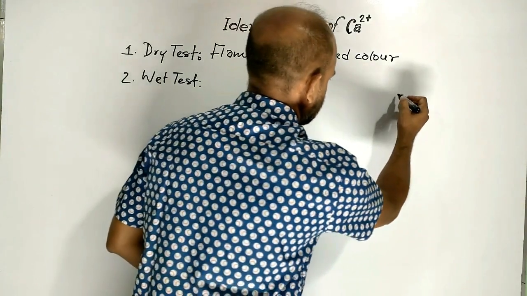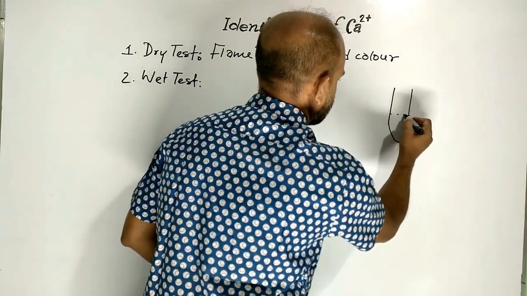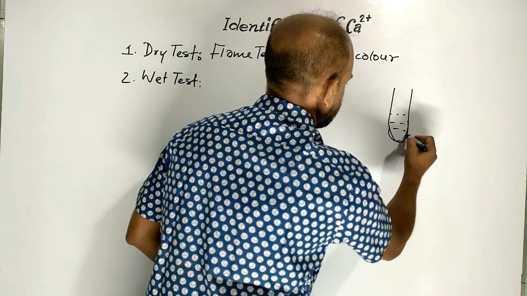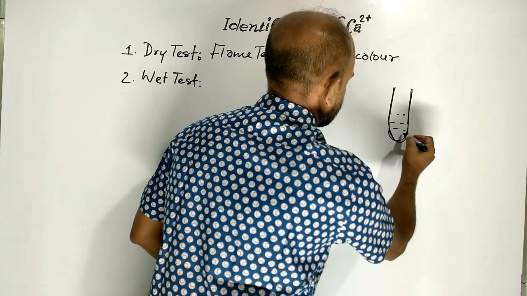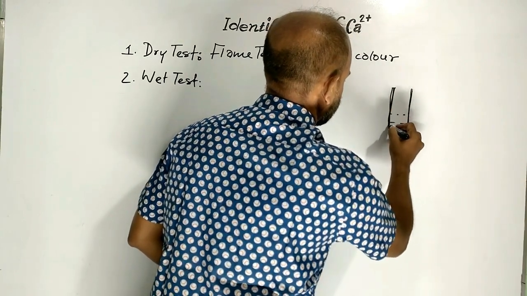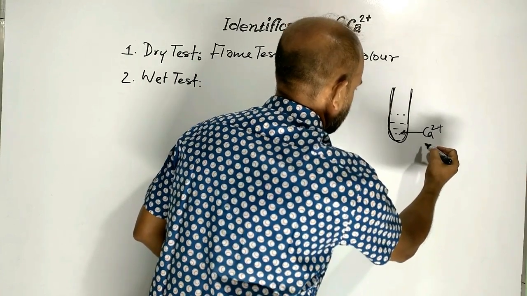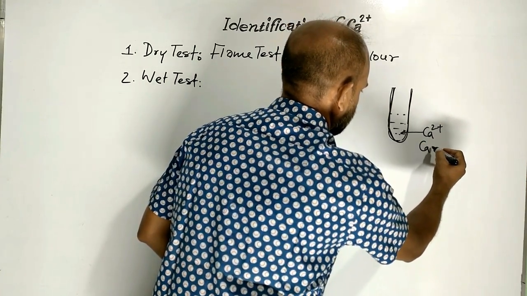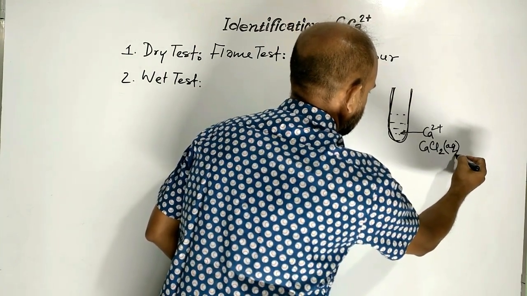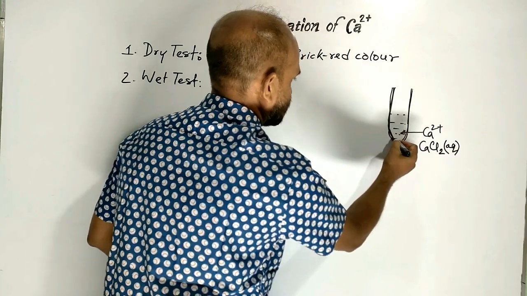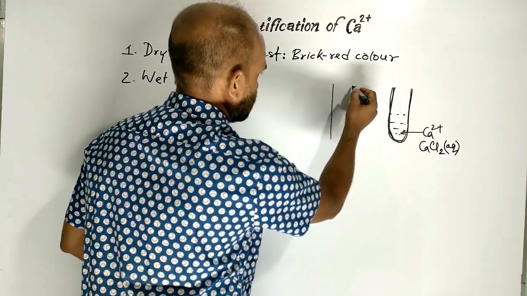For this, let us take 2-3 milliliter solution of calcium salt. Calcium salt, suppose calcium chloride. Solution of calcium ion. We need another solution.